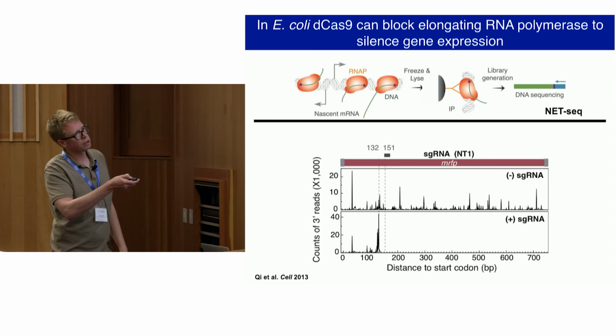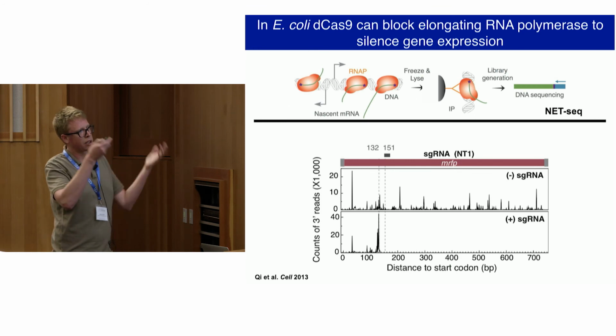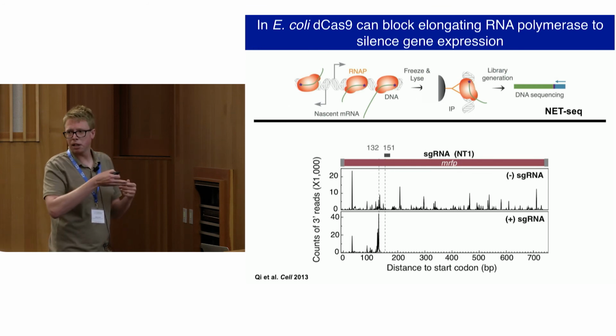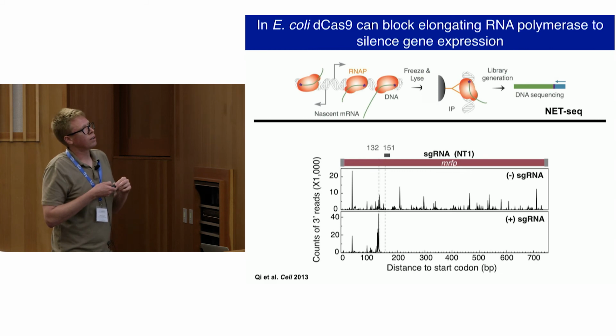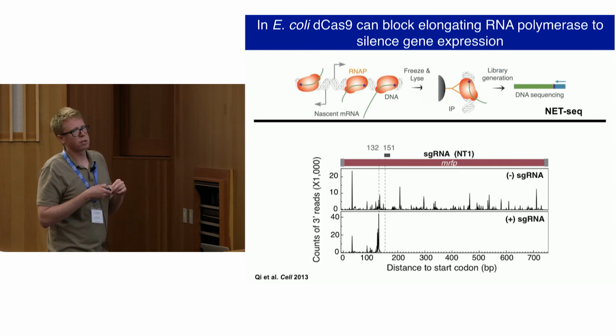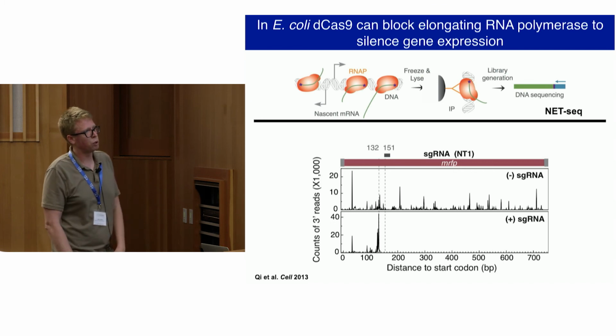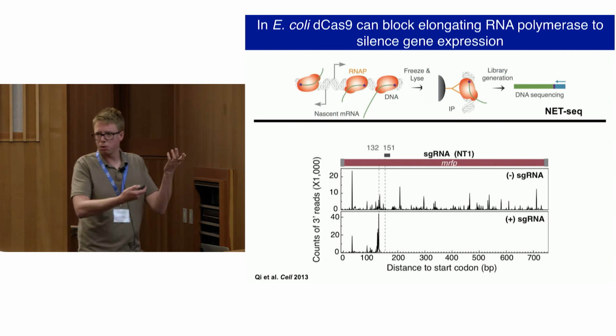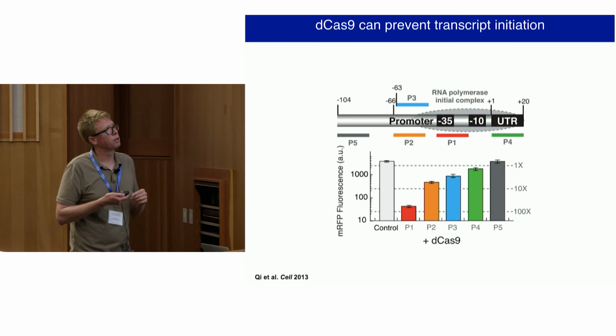And then if you express dCas9 plus a guide, you see that dCas9 binds right here, and RNA polymerase initiates transcription and extends about 150 base pairs, and then is completely blocked right at the edge of the dCas9 binding site. So this is pretty good evidence that RNA polymerase cannot, in E. coli, remove dCas9 bound to the genome, and that's the basis for our ability to control transcription.